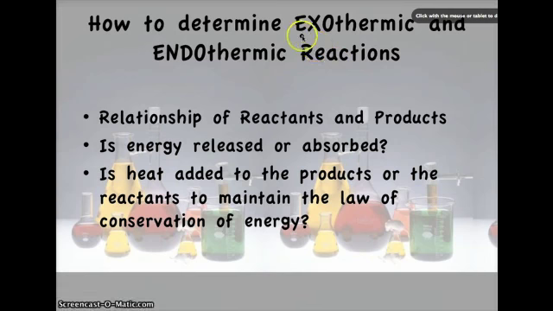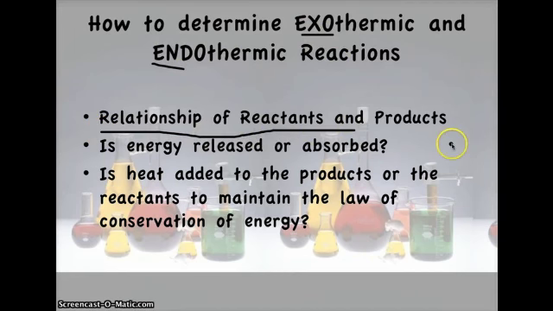Okay, so let's do a quick summary. How to determine exo and endothermic reaction. Okay, first we're going to look at the relationships of the reactants and products. When we look at our graphs, we're going to see whether the reactants or the products has lower or higher energy. This is going to tell us whether it's an exo or endothermic reaction. When we look at the graph, we can also see whether heat was released or absorbed.